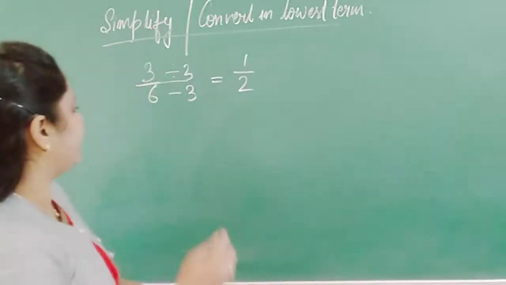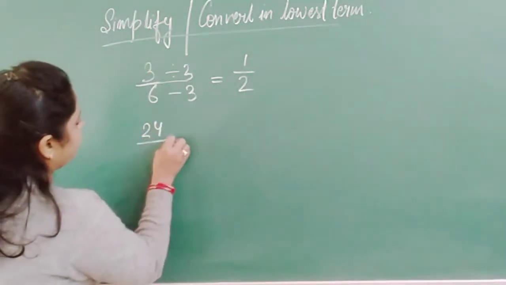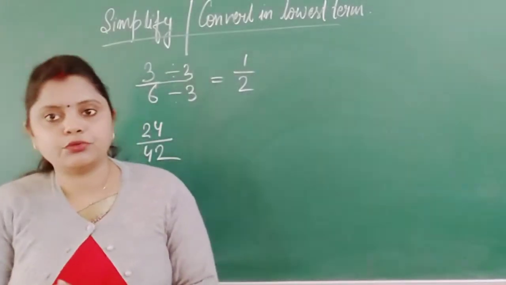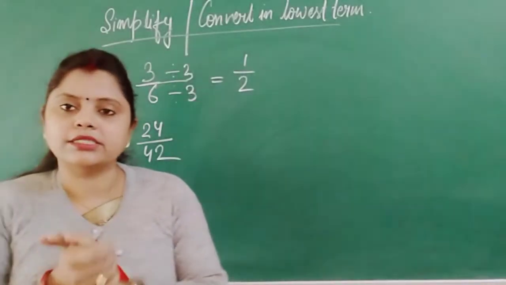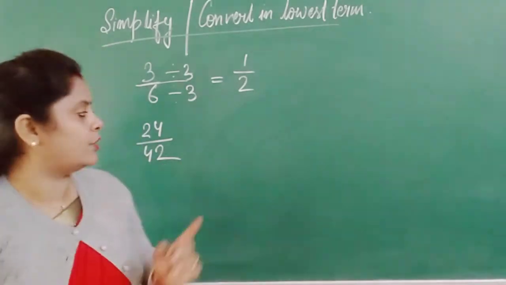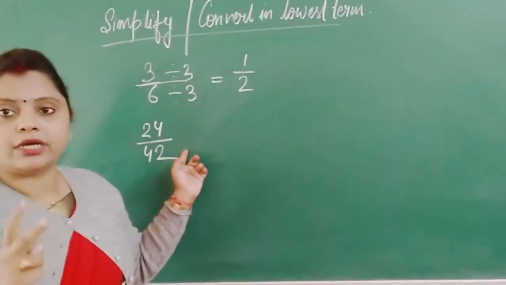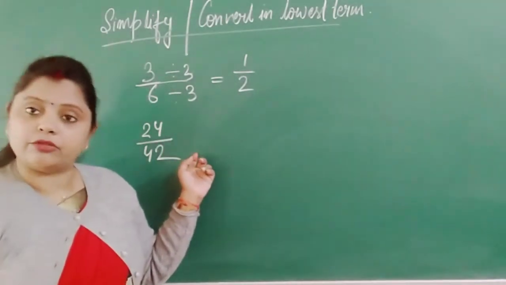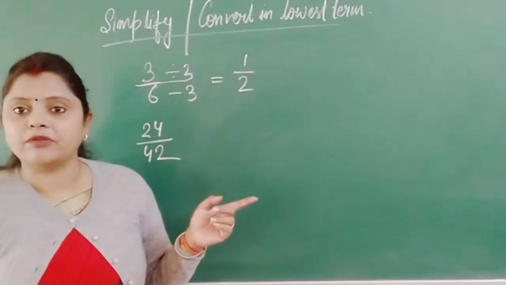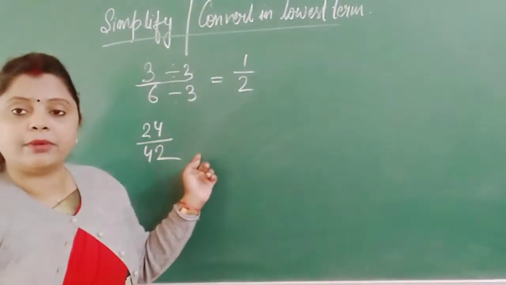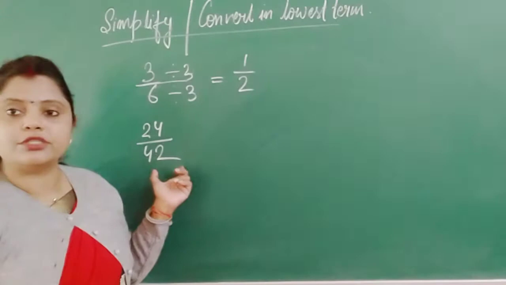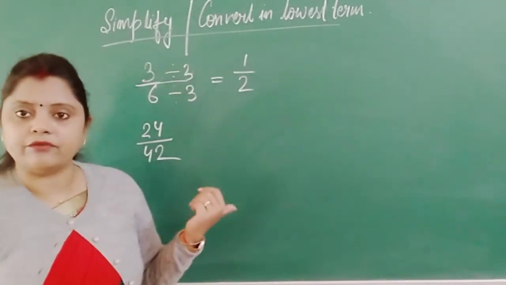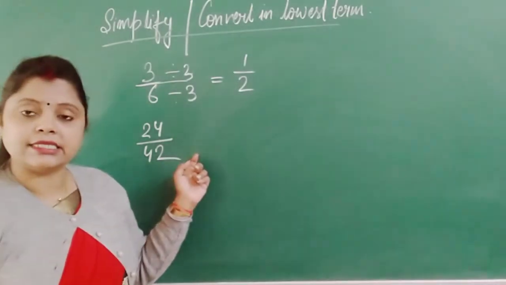For example, if I write 24 by 42, there are two options. You can proceed with the smaller number. You can see that 24 and 42 both are divisible by 2, because 2 is a common factor. Both are divisible by 3 also, because 3 is again a common factor. Both divisible by 4? No, 42 is not divisible by 4, so we cannot cancel it by 4. It is not cancelled by 5 also. Both are divisible by 6 again.